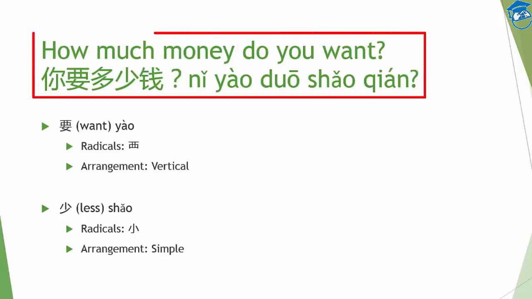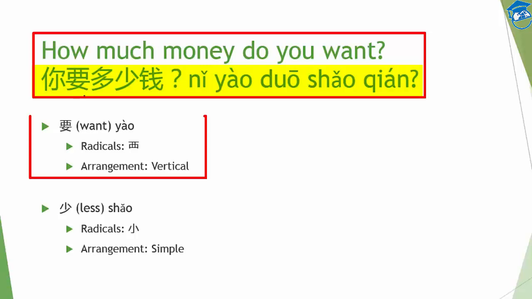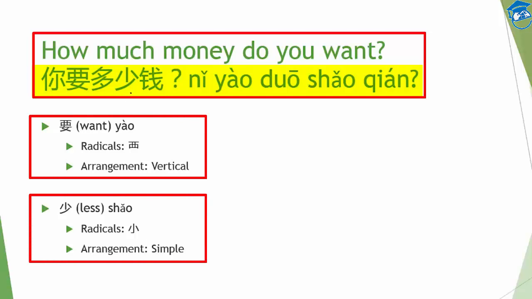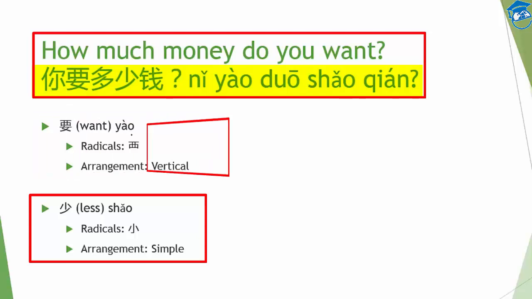Here's how you can ask how much money do you want. So the way we say it is 你要多少钱? It's like asking you want how much money. In literal translation of this question, 多少 is how much. Okay, so the two new words is this one here, 要 and 少. Okay, and you have know this word as many. Okay, this one word here is want, 要.